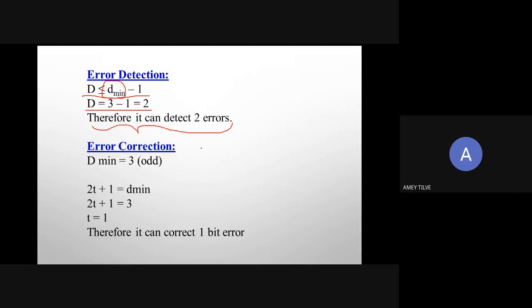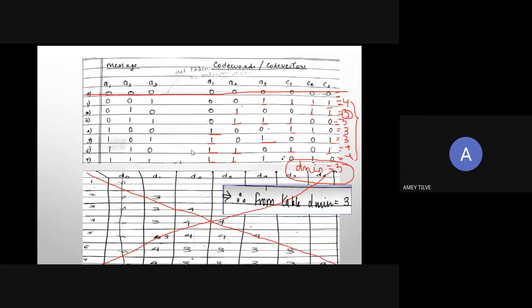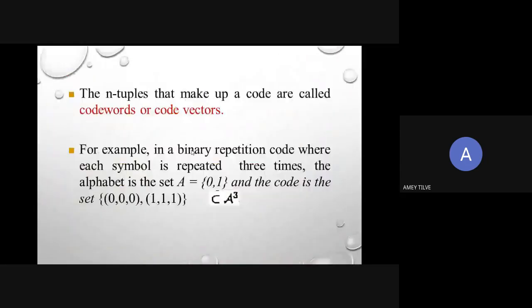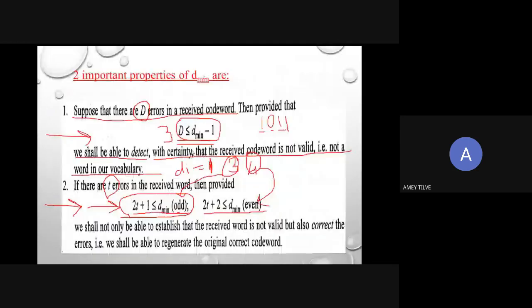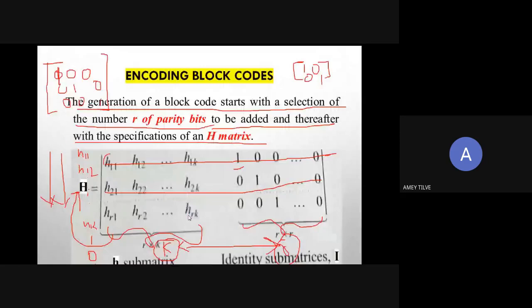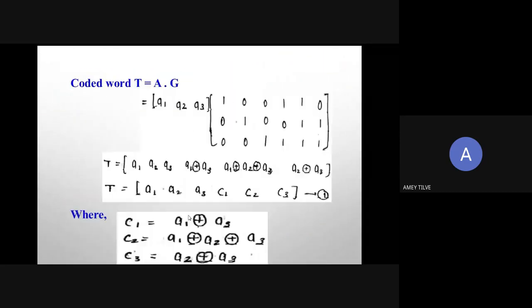To find out how many errors it can correct, we have to go to the second property of d min. I will go backward if you want me to go back and check what the second property is. So this is your second property: 2t plus 1 should be less than or equal to d min for odd, and 2t plus 2 less than or equal to d min for even. So now we have to follow 2t plus 1 less than or equal to d min for odd, because the value of d min that you have got is an odd value.